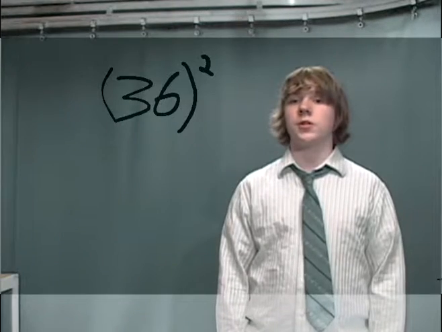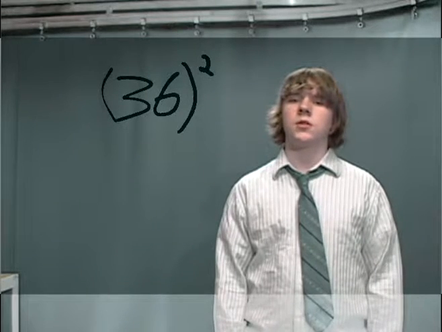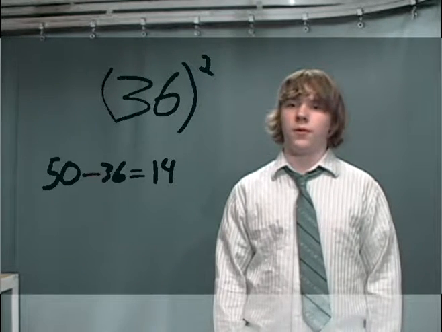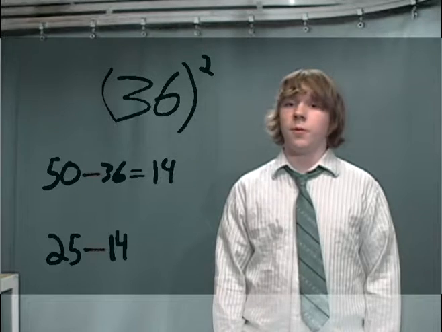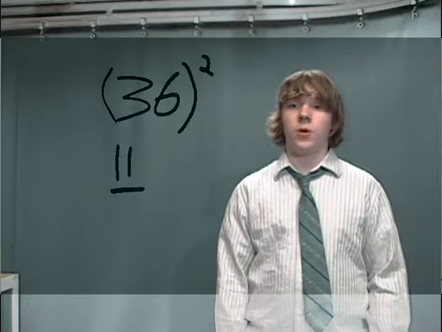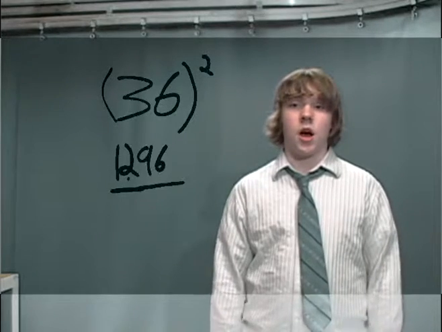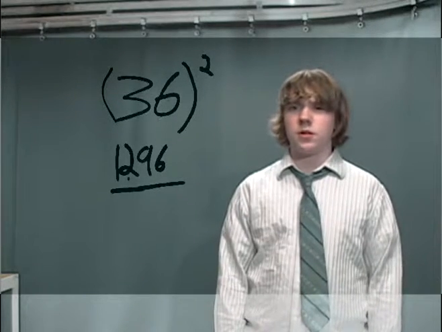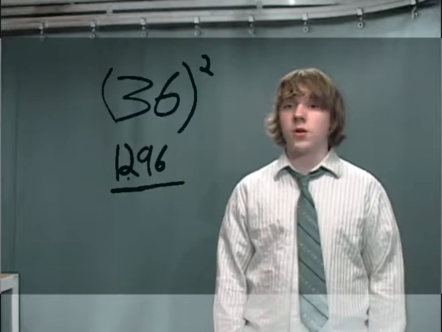Let's try 36 squared. See, 36 is 14 less than 50. So we just take 14 from the 25, which is 11. And then we take the 14 and then we square that, which is 196. So putting those two together, we get 1,296. Okay, we're going to do more examples so you get the hang of this.